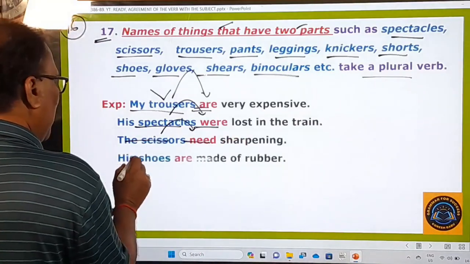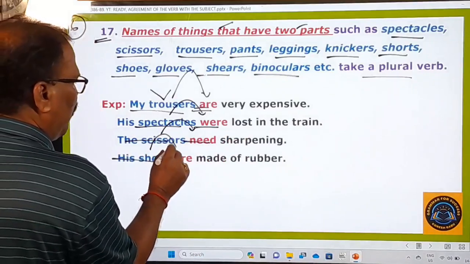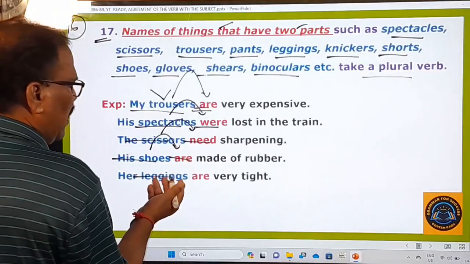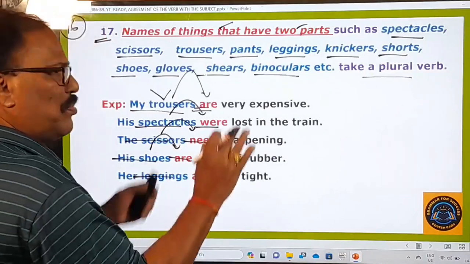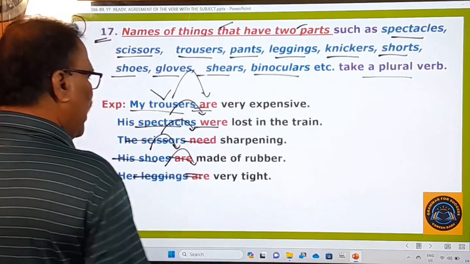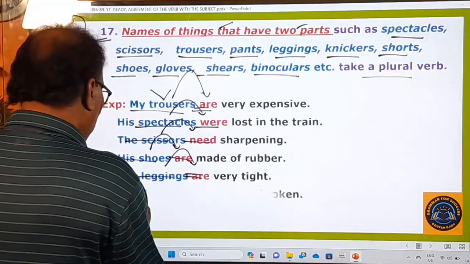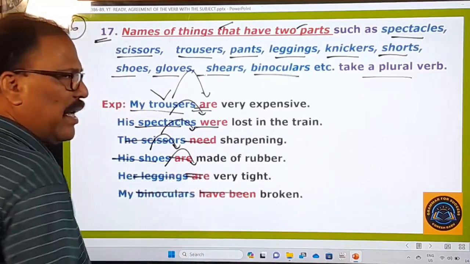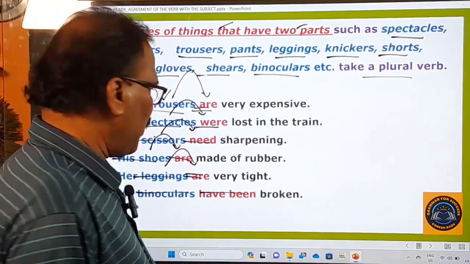Next, his shoes are made of rubber. His shoes, that is a plural word, therefore a plural verb after that. And next, her leggings. Leggings is again a plural word, because in the leggings you find two parts, and therefore it takes a plural verb after that. And then comes, my binoculars have been broken. Binoculars, again a plural word, therefore we have used a plural verb after that.